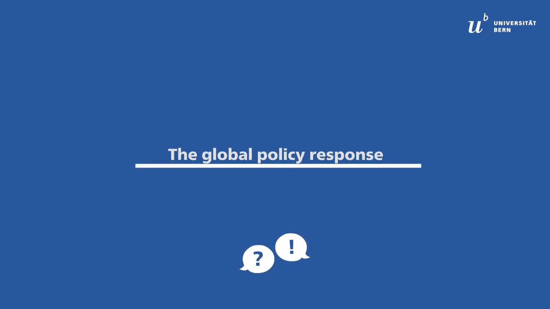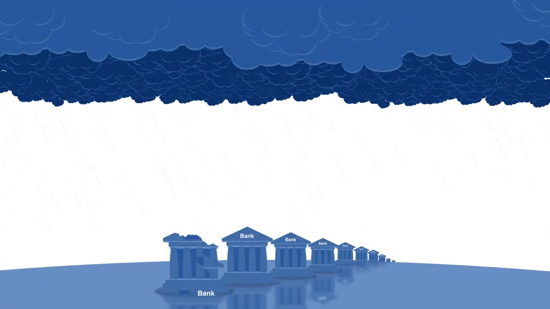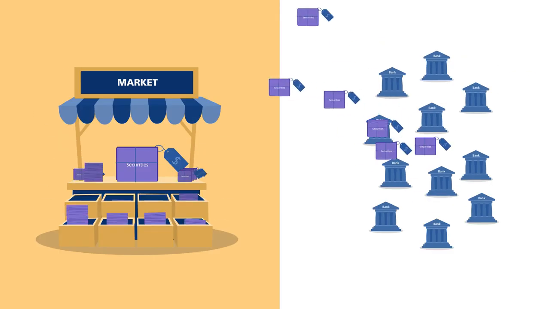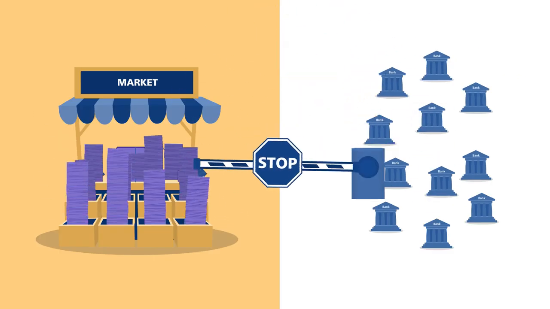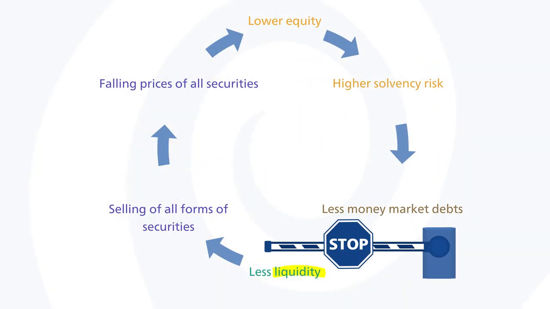The global policy response. Global politics feared a repetition of the Great Depression of the 1930s, when a series of bank failures triggered the, by far, worst global economic downturn of the last century. Economic policies attempted, first of all, to stop the banks from selling more securities to maintain liquidity. Otherwise, these securities would have become worthless. And so, more and more banks would have become insolvent, including banks that held high-quality securities.